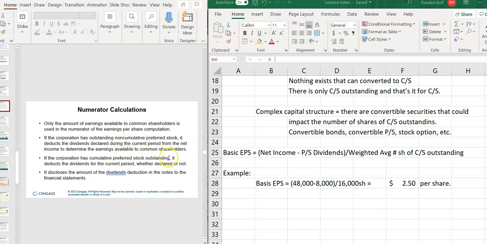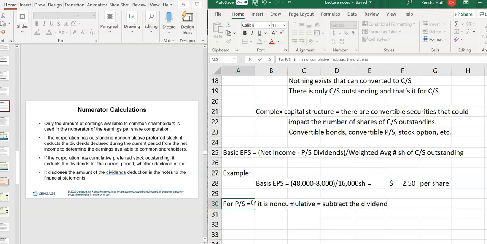Okay, so a couple of things here to pay attention to. For preferred stock, if it is non-cumulative, which means the dividends don't build up if missed, you subtract the dividend only if declared. If cumulative, subtract the dividend whether declared or not, because they're going to have to go back and pay it if they miss it.